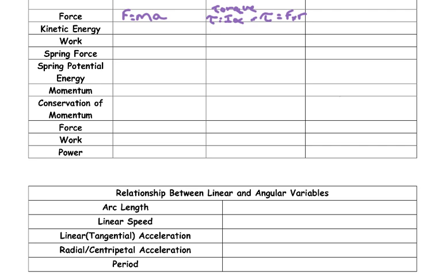Rotational kinetic energy versus linear or translational kinetic energy. Of course, linear or translational is 1/2 mv squared. Rotational is 1/2 rotational inertia times the angular velocity squared.